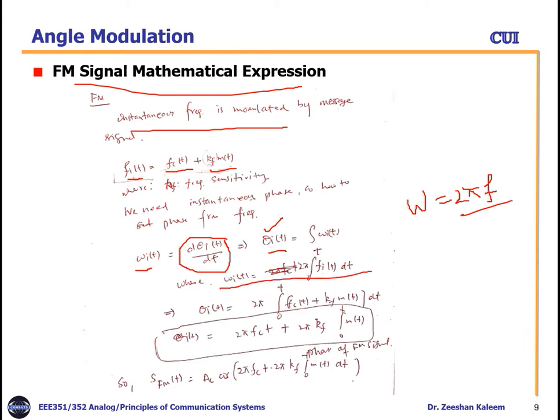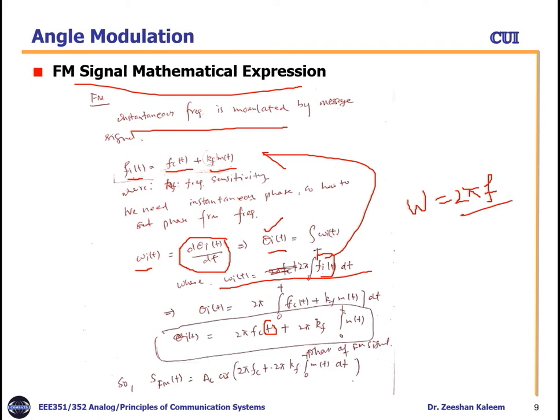Where theta equals 2 pi, we put the value of fi(t) from the earlier line. So theta is equal to 2 pi times the integral of fc plus kf m(t). As fc is not time dependent, we just integrate from 0 to t, so we get t out of this one. So 2 pi fc t. Whereas for the other term, 2 pi kf is constant, so m(t) we need to integrate from 0 to t. So this is the equation of the instantaneous angle in the FM modulated signal.